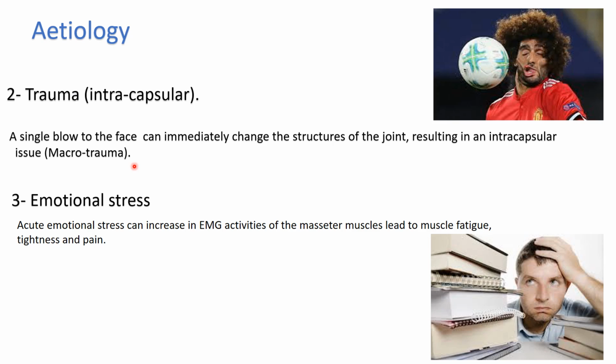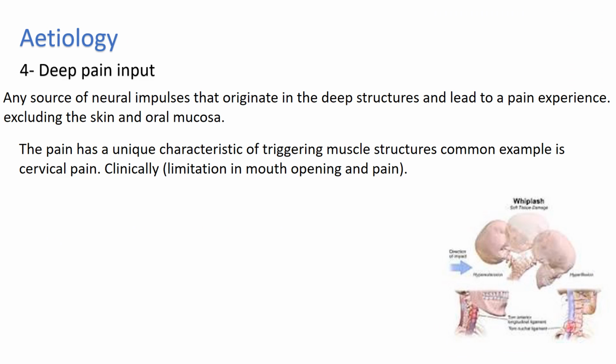This is called macro trauma, and the acute occlusal change is called the micro trauma. And the third reason is emotional stress. So acute emotional stress can increase the muscle activity, electromyograph activities of the masseter muscle, that will lead to muscle fatigue, tightness, and pain.